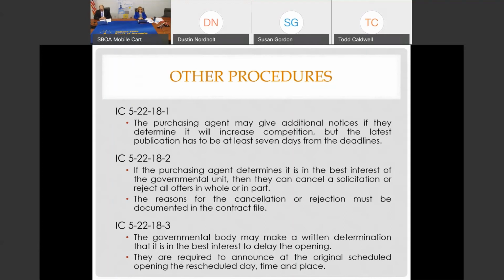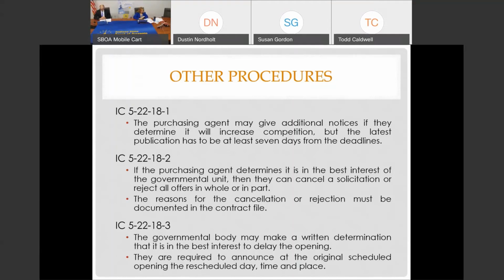In Section 2, if it's determined it's in the best interest of your city or town, a solicitation can be canceled or all offers can be rejected. And the reason for doing so, you want to document that and again, keep that in your files for us to look at during an audit.